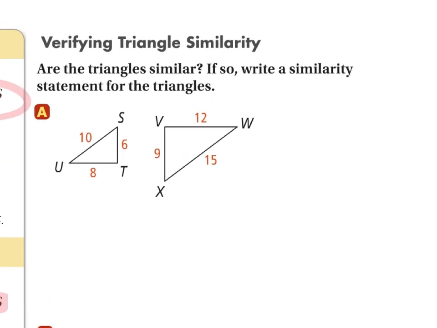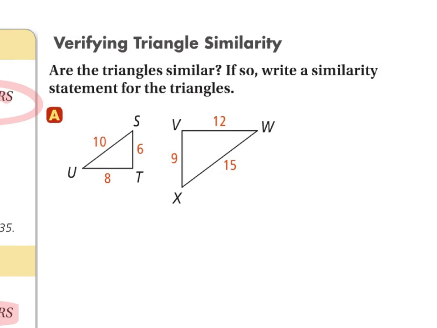All right, are the triangles similar? If so, write a similarity statement for the triangles. So first, let's color code this because it looks like it's flipped or something. So U and W would be congruent angles, S and X, and then T and V. So those kind of line up with each other.